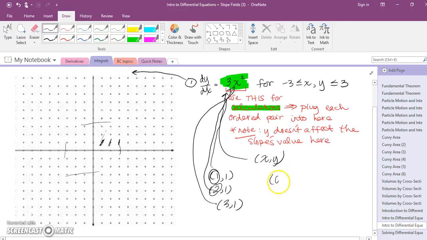I'm going to do one more with you. How about 0, 1? If I plug my x into here, 0 squared is 0, times 3 is 0. So I have a flat curve right there. So you keep going and do all the ordered pairs from -3 to 3. Only the integer values, obviously. That's what these dots are for. And then come back.